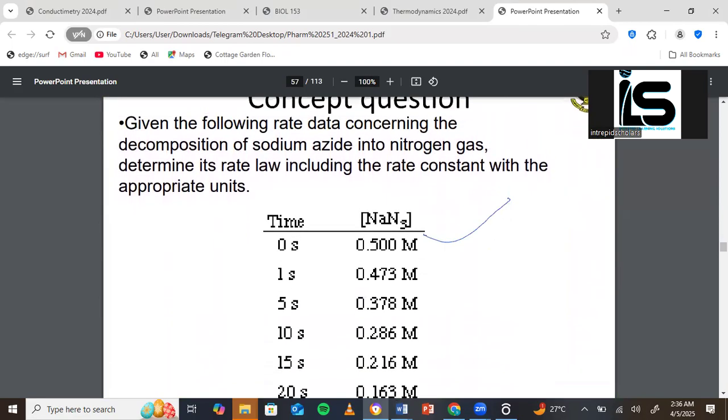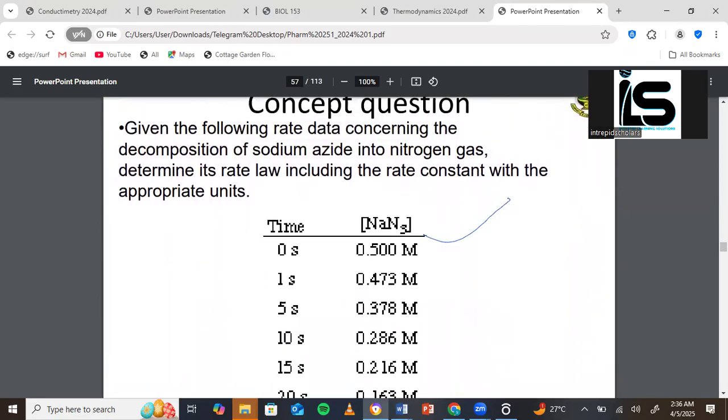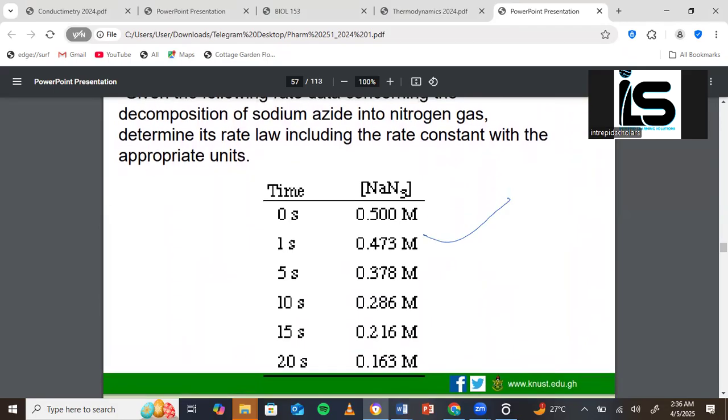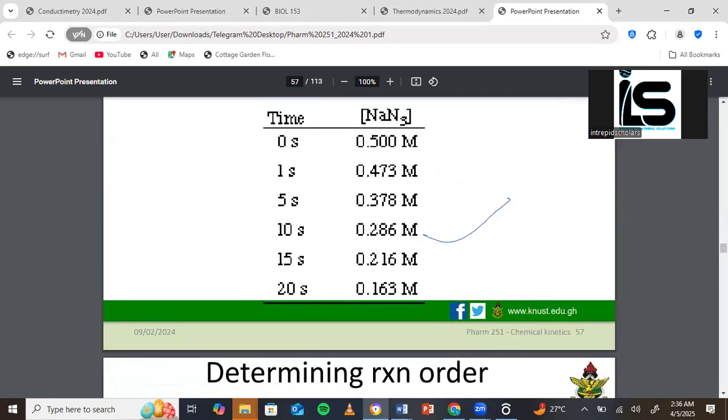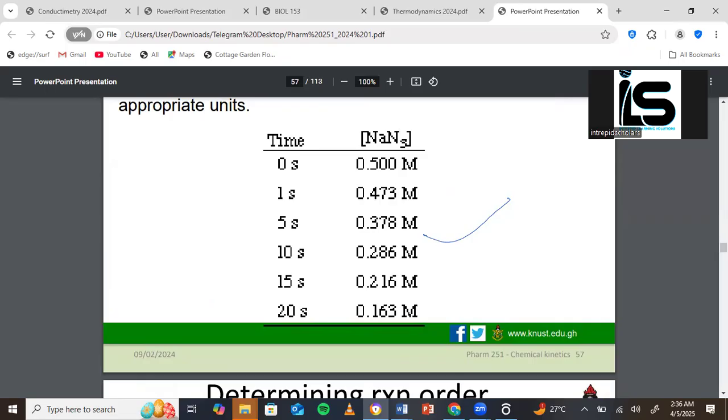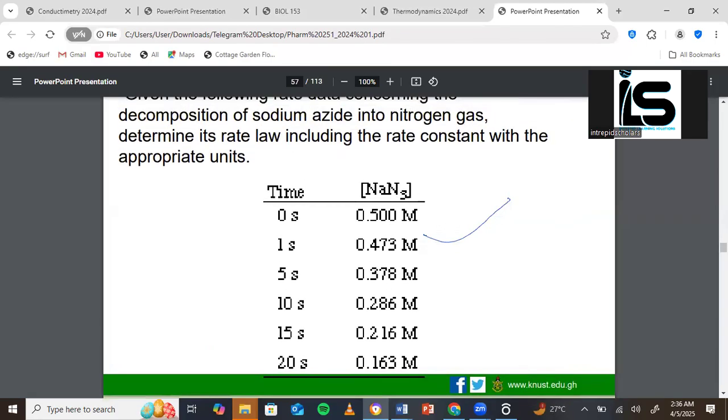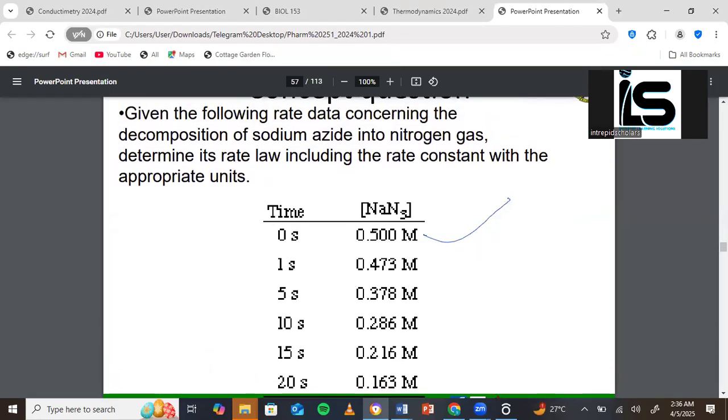So this is a question. The question is: given the following rate data concerning the decomposition of sodium azide into nitrogen gas, determine its rate law, including the rate constant with the appropriate units. So once they give us something like this and we are supposed to determine, if the question asks us to determine whether it's first order, it has limited us. If it just asks us to determine the rate constant or the rate law, then we have to use our graphs.